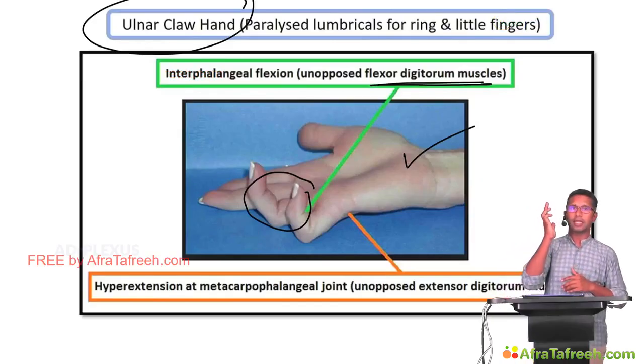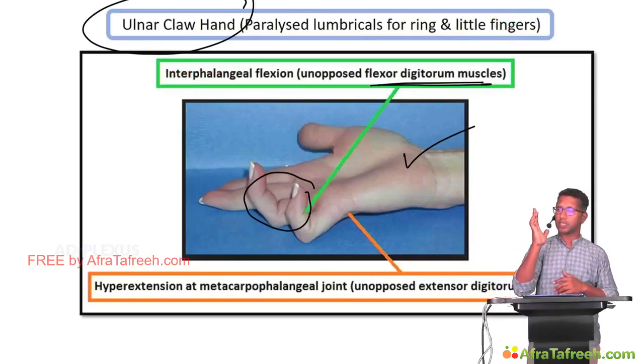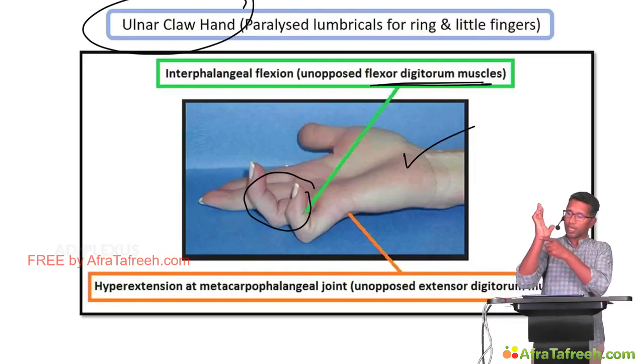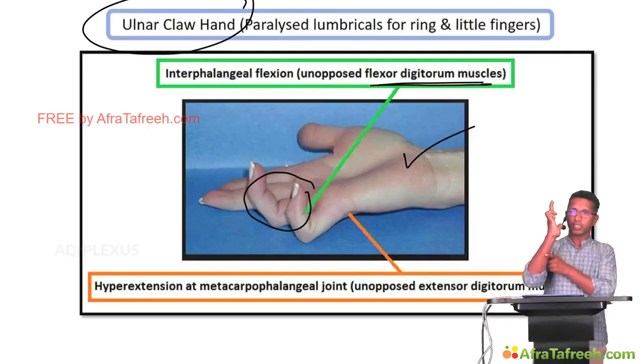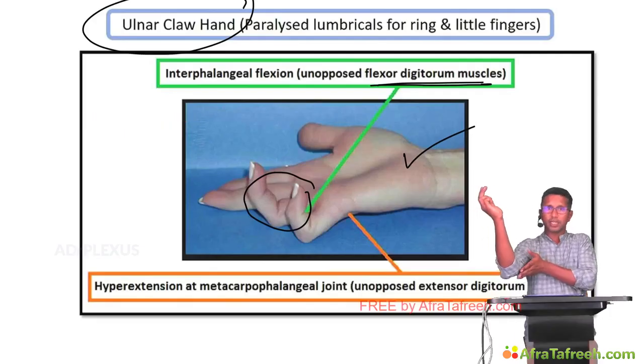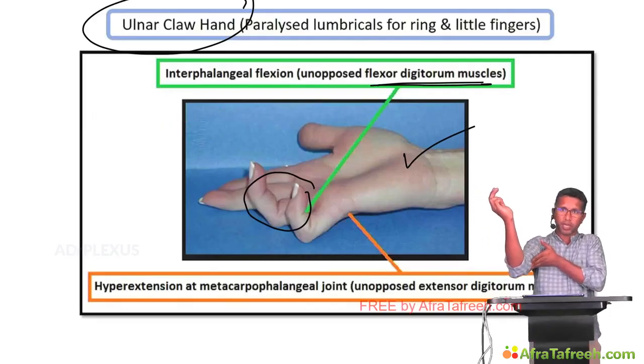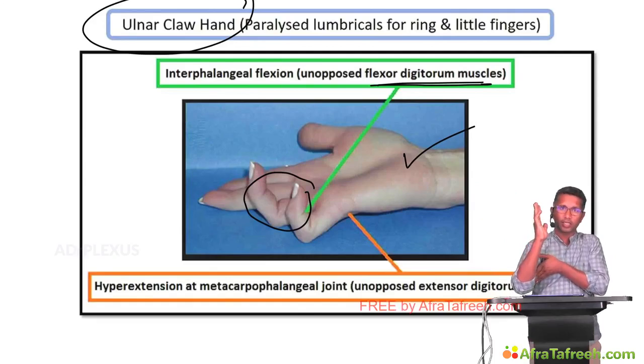So there will be less clawing in the hand. Okay, if the ulnar nerve is injured here at the wrist, the flexor digitorum profundus will work, so there will be more flexion and increased clawing. That is why they say whenever there is a lesion of the ulnar nerve in the proximal part, the claw hand is less. So the higher the lesion, the less the deformity.